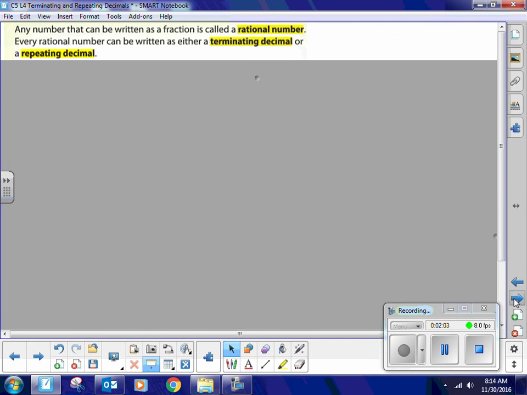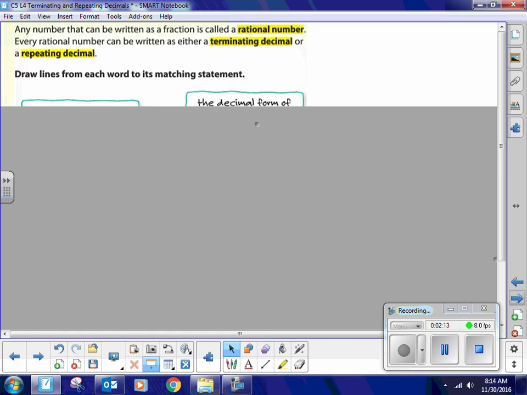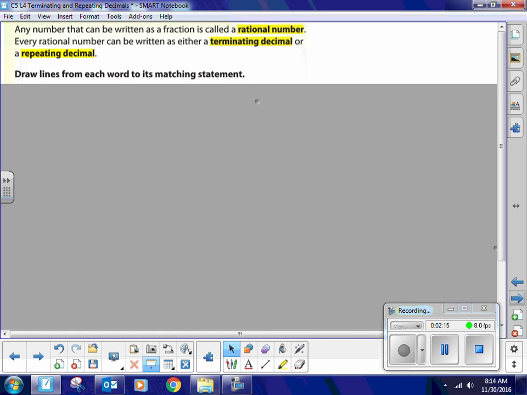All right, any number that can be written as a fraction is called a rational number. Every rational number can be written as either a terminating decimal or a repeating decimal, okay? We have been working with terminating decimals. In other words, the numbers stop, okay? For the most part, we have been using that. Now, we have run into repeating decimals, okay? But we haven't really been working on them. So we're going to work on them with this lesson, okay?